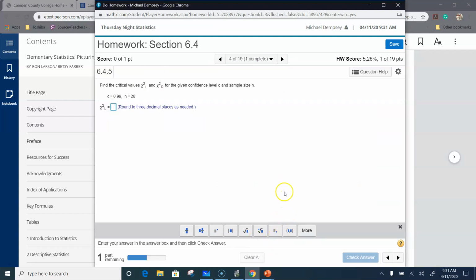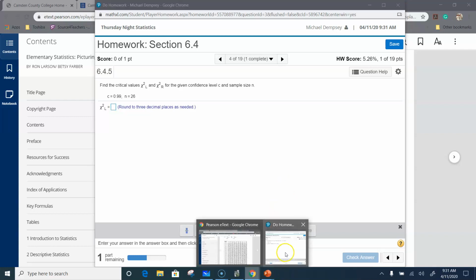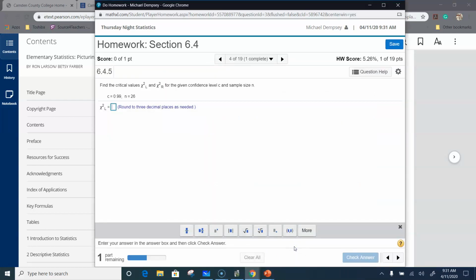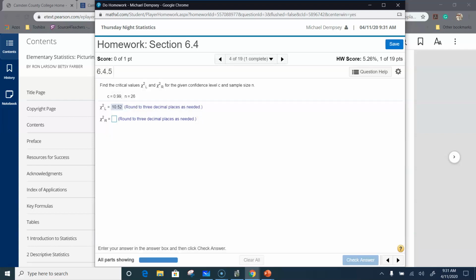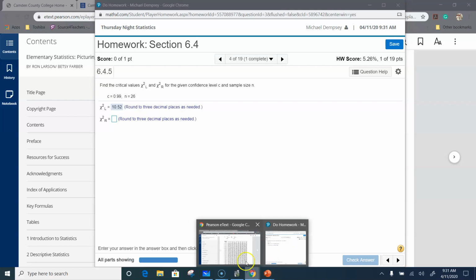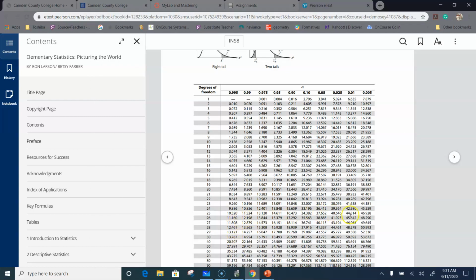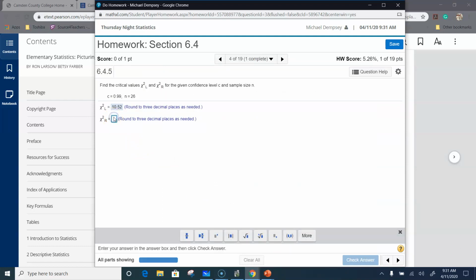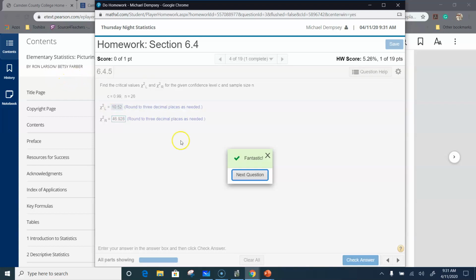Oh, they changed that up on me. They wanted chi-squared left first. So let me go back and reread that. 25, so 10.52 is my chi-squared left. And now they ask for chi-squared right. So watch that. They switched the order of those. Almost fooled me there. Chi-squared right is going to be 46.928. Okay, so that's the first step.